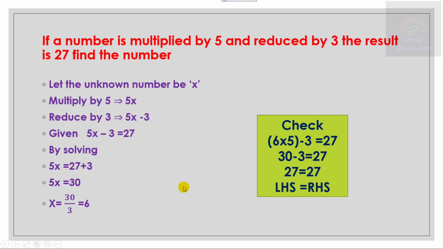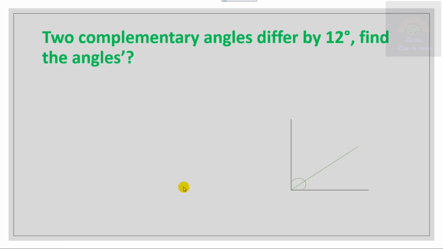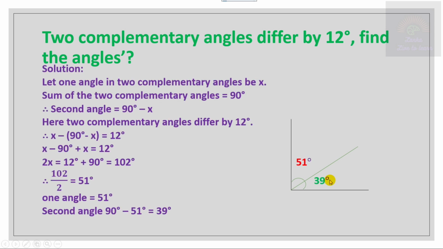Okay. So next, another problem. This is an interconnection between linear equations and geometry. Two complementary angles differ by 12. Find the angles. See the word complementary. Have you seen this figure? Complementary means the sum of two angles is 90. We can say that they are complementary. So let us solve the problem.